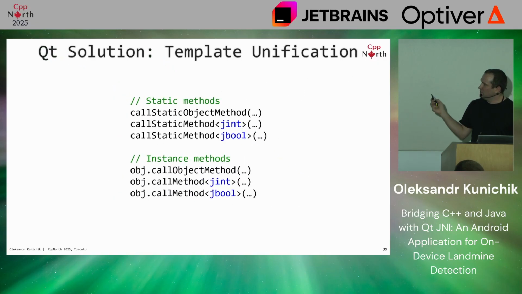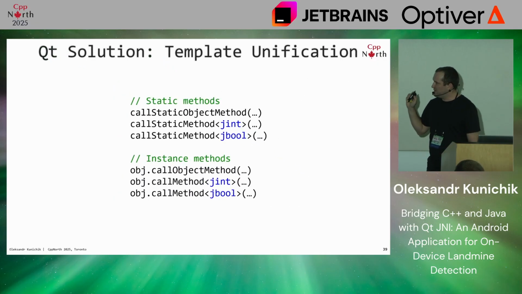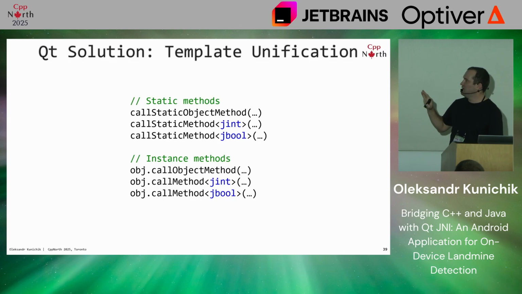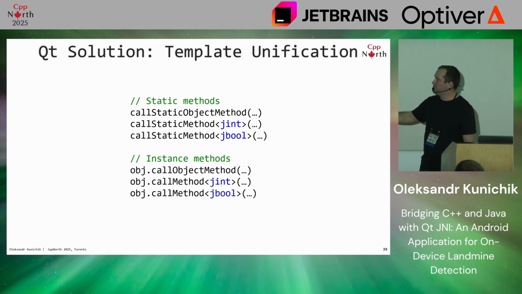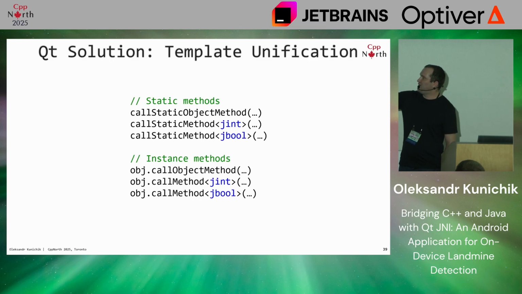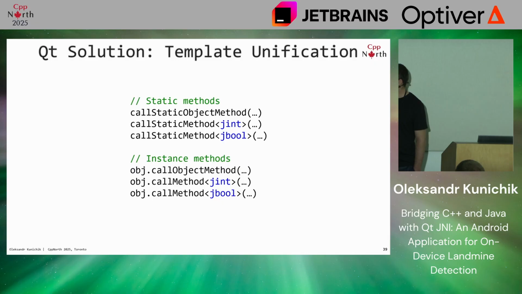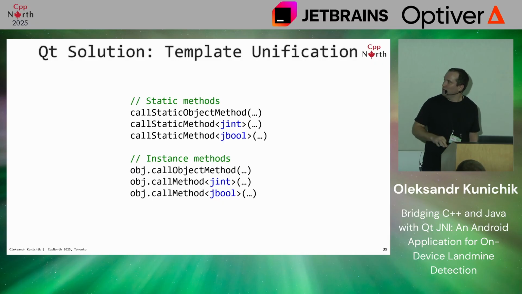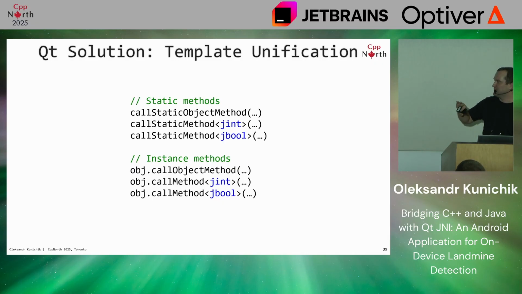So there are more, but Qt wrapped them with nice templates. You just need to specify which kind of return value you are expecting. So if it's primitive types, you use a template parameter. If it's an object, any object, you always use the corresponding object method, either static or not.